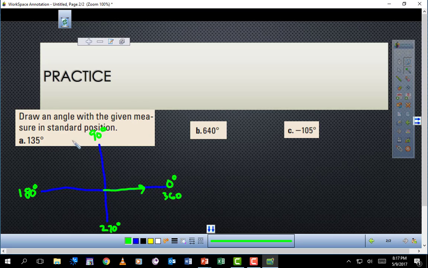Well, so in this particular problem, we're just supposed to show an angle in its standard position. That means one of the rays has to line up with the x-axis here. And it's about 90 degrees. 135 degrees would be somewhere like that. Maybe like that. Right down the middle. So this side would be the initial side. Initial side. Okay. And this would be the terminal side.